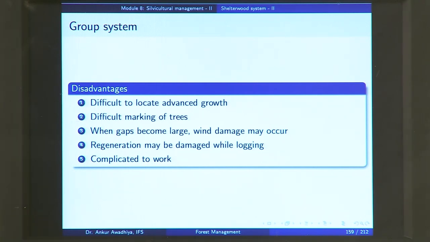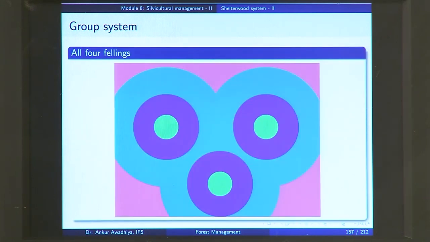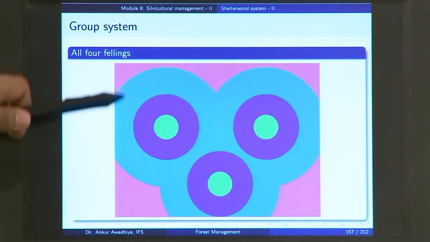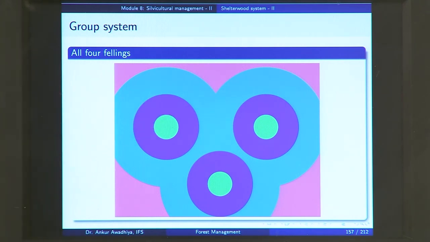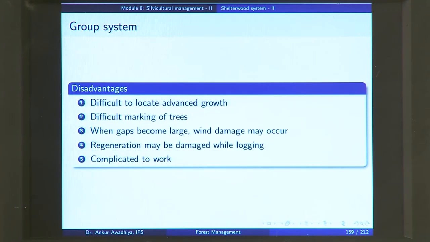So, even though we said that there is less wind damage in these central areas, if these areas are large in size, then there is a possibility that you might have wind damage. Suppose you have a forest in which there is a huge patch that was showing advanced regeneration, and you cleared up that patch, so there might be some amount of wind damage in that area. Then regeneration may be damaged while logging.